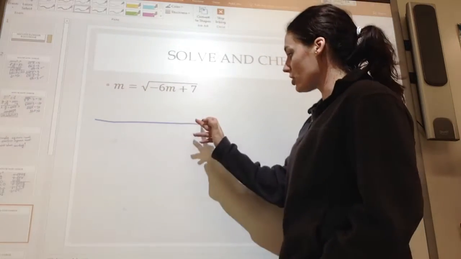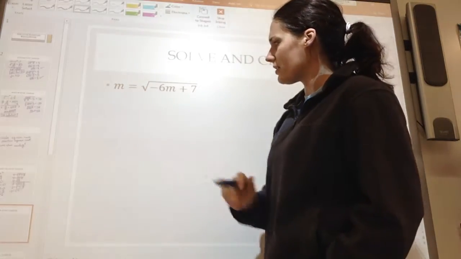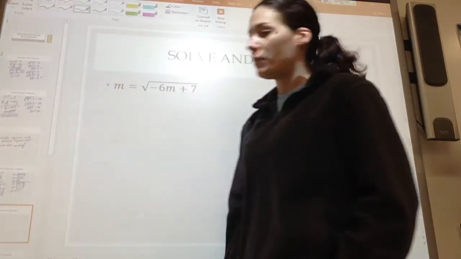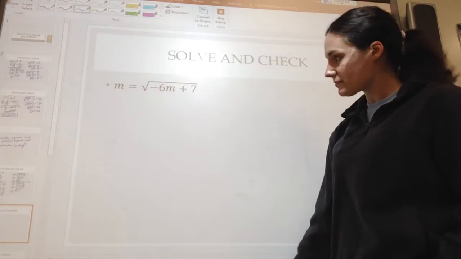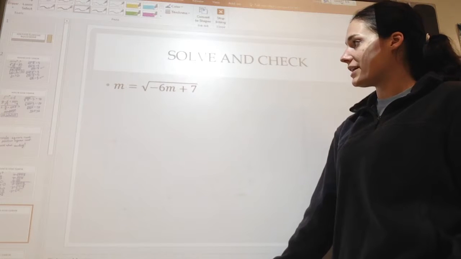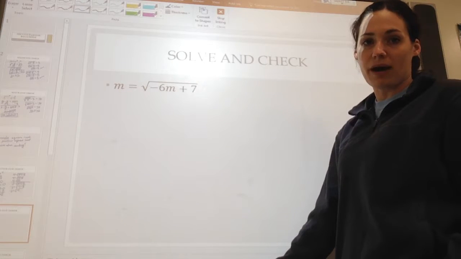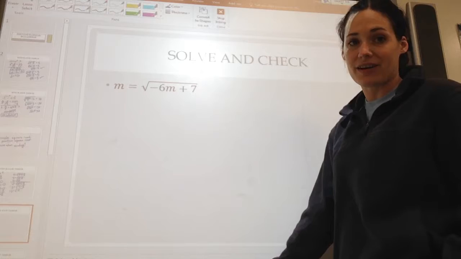And this one is very similar. Let me get rid of that. That's there for some reason. So we have m equals square root of negative 6m plus 7. And again, that radical goes all the way over the plus 7 also.